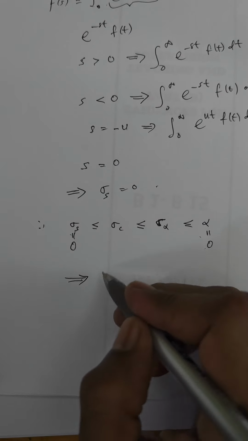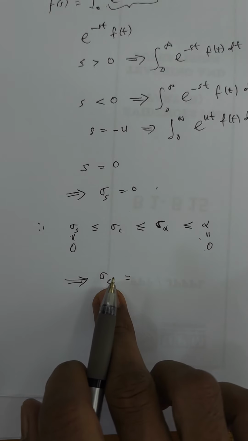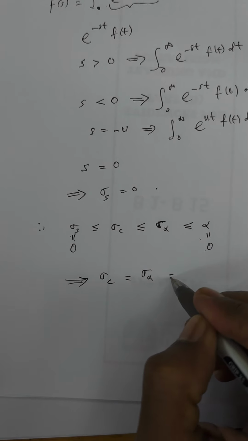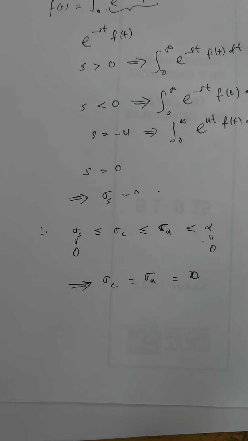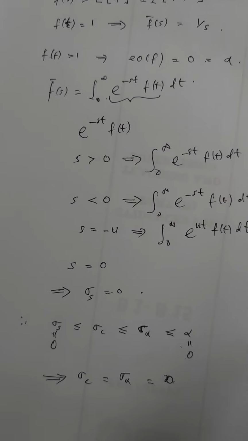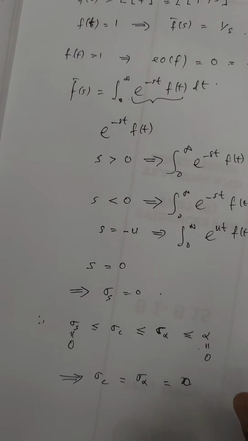So what we have is actually sigma c, the abscissa of convergence, is equal to sigma alpha. This is equal to 0 as well. So we obtain the abscissa of convergence for that function, as well as the order of convergence for f(t) equal to 1.